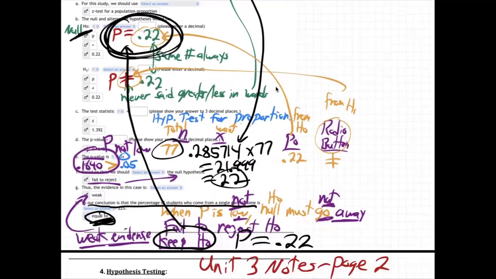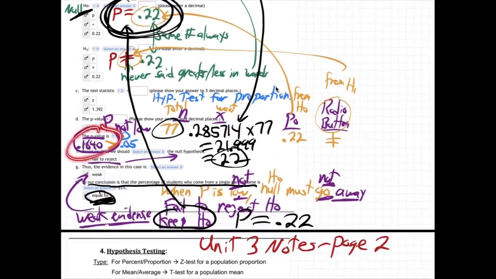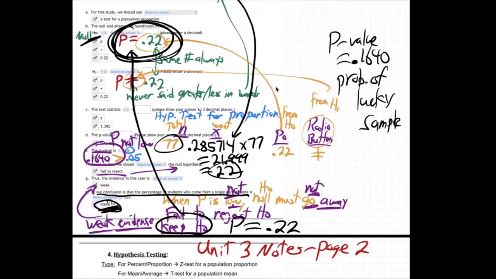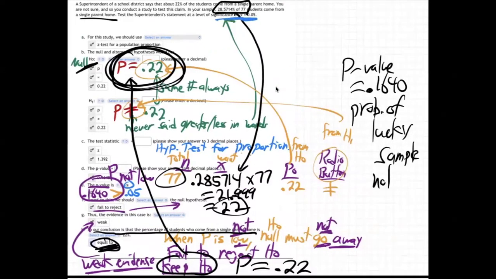Why do we think that? Well, because of the p-value. Remember what the p-value is, which we got right here? It's the probability of luck. That's going to be important in this course. The p-value, which is 0.1640, is the probability that we just got a lucky sample. The reason we didn't get exactly 22%, right? Because the superintendent said 22% come from single parent homes. We did a sample at random, 77, and we got 28%. Well, that was just a lucky sample. At least the chance of that being a lucky sample is 16%.